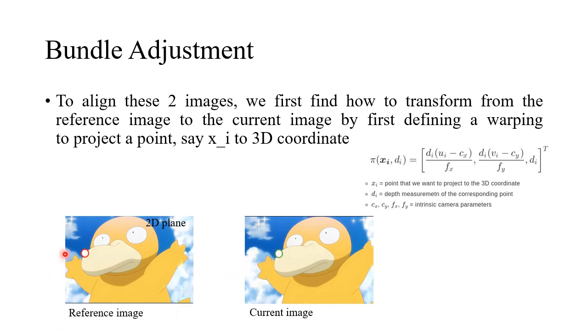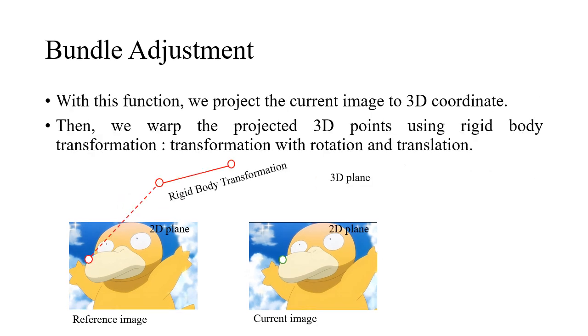Because if you see here, the distance from the edge to this point in this image is different from the edge to this point in the other image. So first, we have to find out how to transform the reference image to the current image by first defining a warping function to project a point, this one, xi, to 3D coordinates. With that function, we will project the current image to 3D coordinates. This is the 3D plane. And then after that, we warp the projected 3D points using rigid body transformation into another point on the 3D plane.